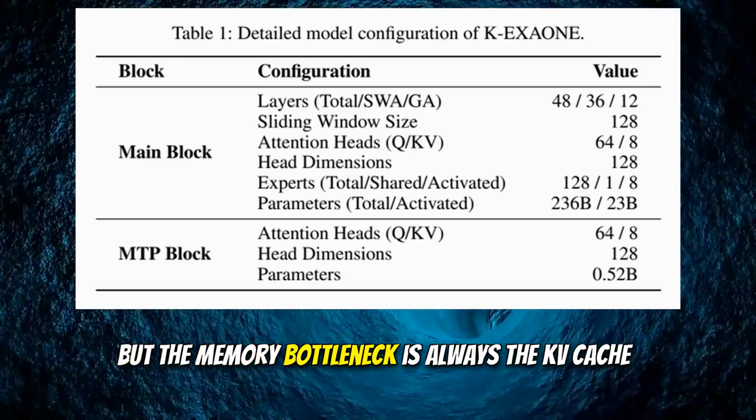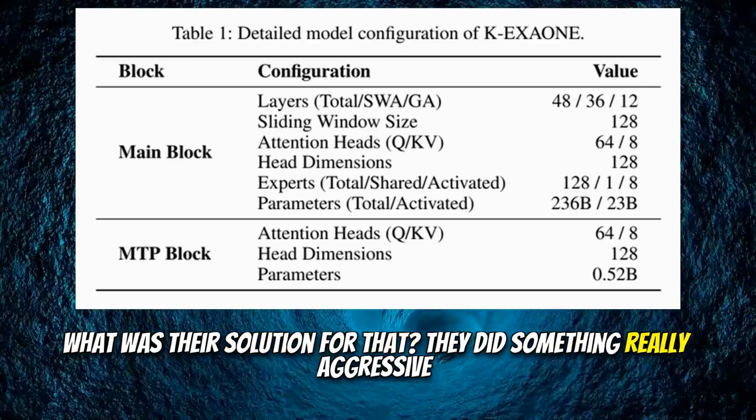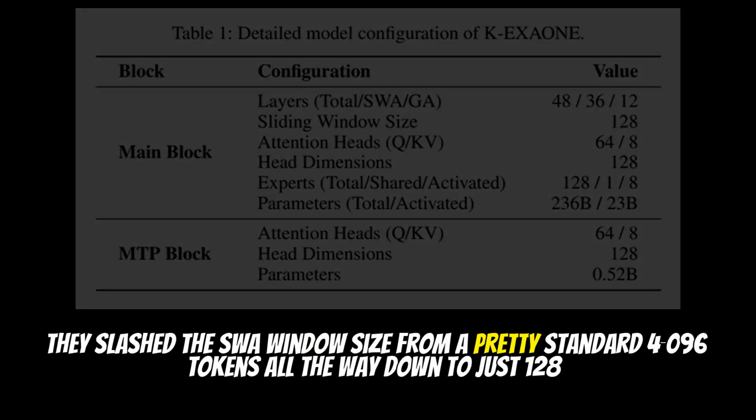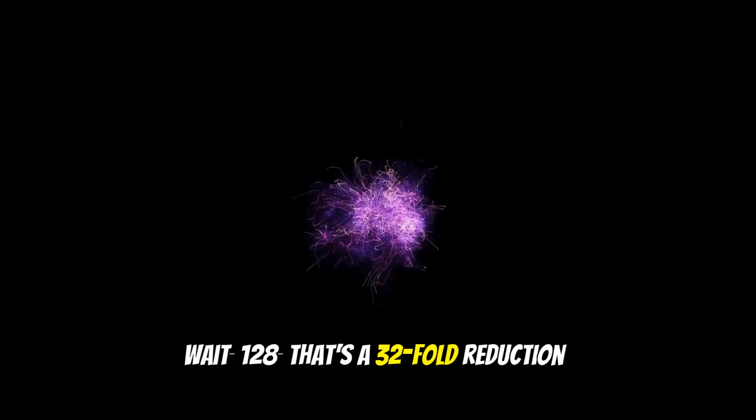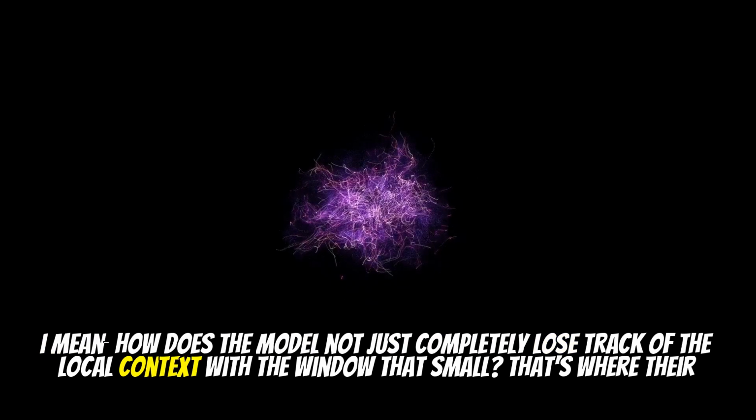But the memory bottleneck is always the KV cache. What was their solution for that? They did something really aggressive. They slashed the SWA window size from a pretty standard 4,096 tokens all the way down to just 128. Wait, 128, that's a 32-fold reduction? I mean, how does the model not just completely lose track of the local context with a window that small?